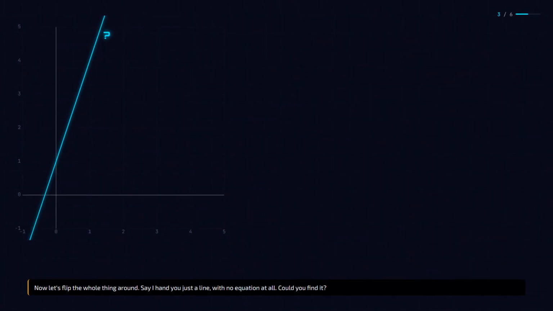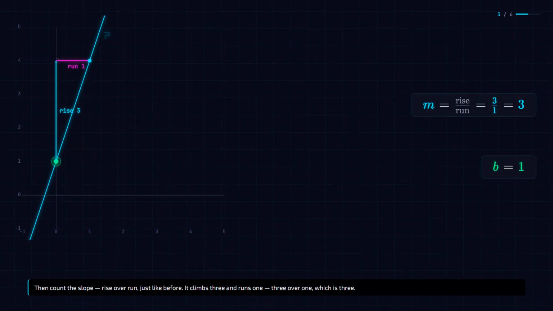Say I hand you just a line, with no equation at all. Could you find it? Start with the easy part. Where does the line cross the vertical axis? Right at 1, so b is 1. Then count the slope. Rise over run, just like before. It climbs 3 and runs 1. 3 over 1, which is 3.